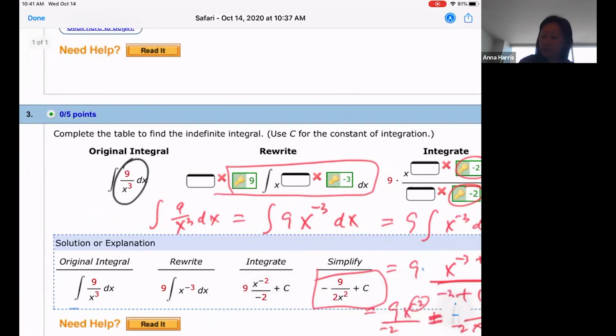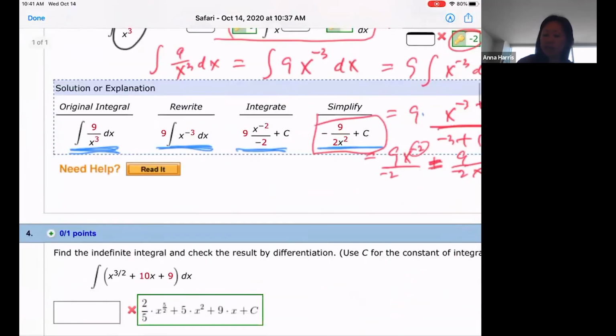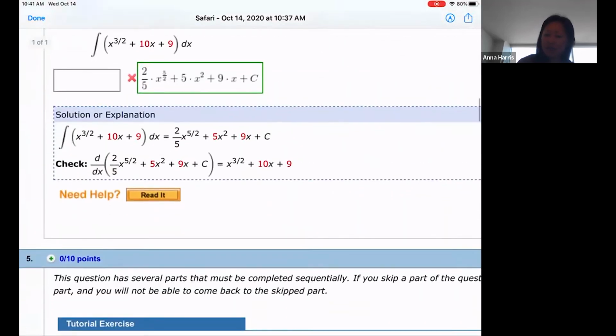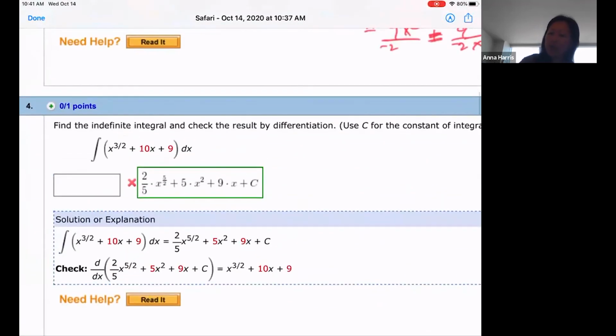This is your original problem. You rewrite it to be like this, you integrate it, and you simplify it. All right, so we have done that problem. Okay, what about the fraction power?